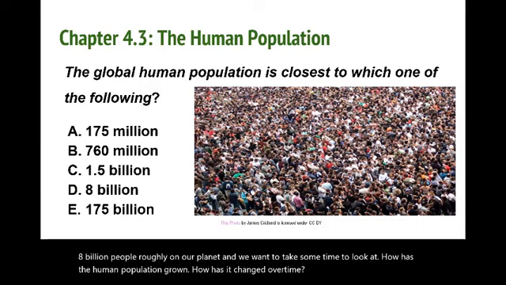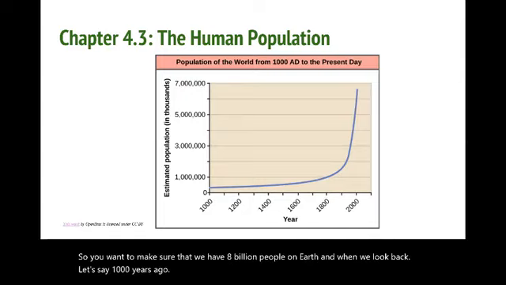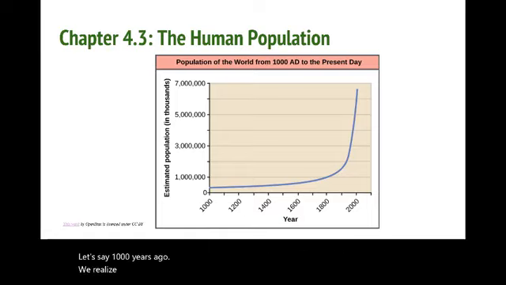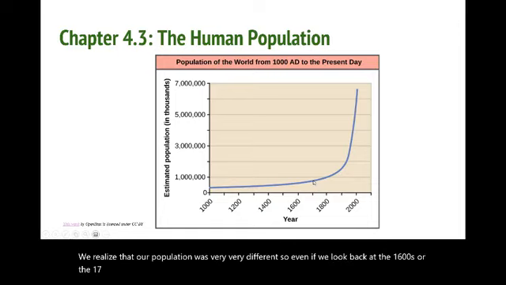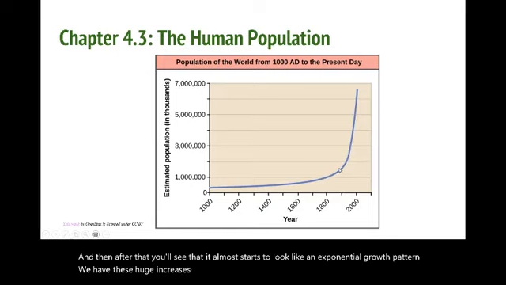So you want to make sure you know that we have 8 billion people on Earth, and when we look back, let's say 1,000 years ago, we realize that our population was very, very different. Even if we look back at the 1600s or the 1700s, we weren't even at 1 billion people, right? So it took a long time to get to 1 billion. And then after that, it almost starts to look like an exponential growth pattern. We have these huge increases in human population. From the 1800s to the 2000s, we went from 1 billion to over 7 billion people.